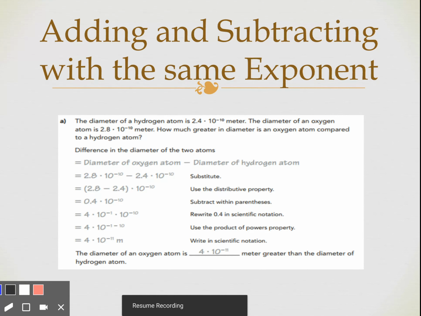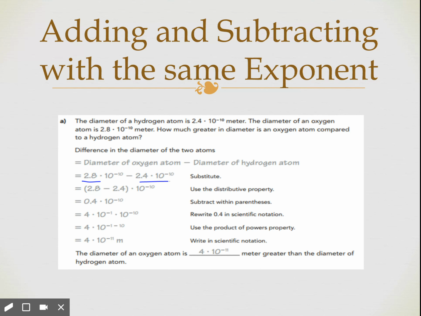So this leads to adding and subtracting scientific notation when we have really small numbers too, or higher negative exponents. The rules don't change. So in this example, the diameter of a hydrogen atom is 2.4 times 10 to the negative 10th meter. And then we have an oxygen atom, 2.8 times 10 to the negative 10th meter. How much greater in diameter, they're asking? So that's a difference question. So difference means subtraction. 2.8 minus 2.4. So 2.8 minus 2.4 is 0.4 times 10 to the negative 10th.